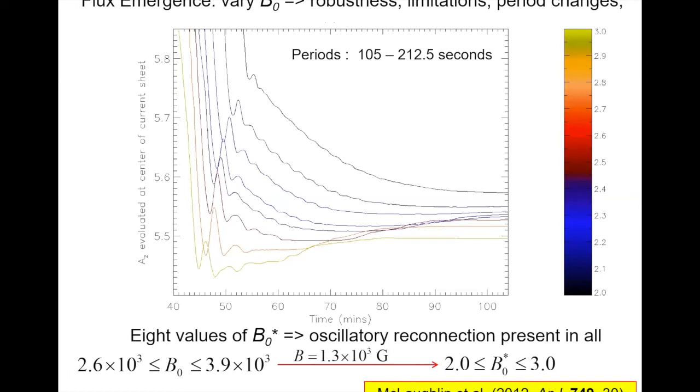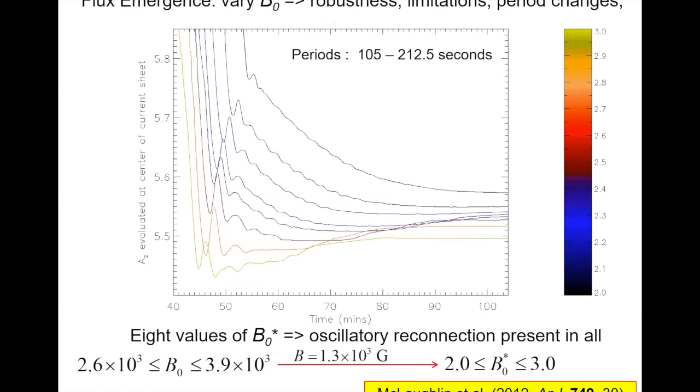And what we did here is we investigated different values of the magnetic field strength, specifically of the initially buried flux tube. And we found that for these 8 values we investigated, we got flux emergence in each one, it penetrated into the atmosphere, and we got oscillatory reconnection present in all of those systems. But depending on the magnetic field strength, we got a different period. So for these initial conditions, for this magnetic setup, we could recreate periods of 105 to 212 seconds. Okay, and there's a relationship there between the magnetic field strength and the resultant period of oscillatory reconnection.